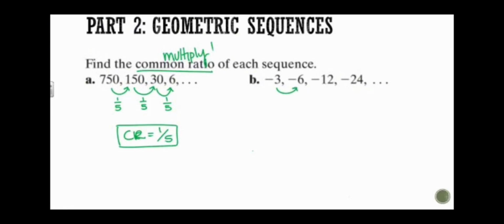Then this one, it grows, but it grows in negative land. So if I start with -3 to get to -6, all I gotta do is multiply by 2. And then -6 to -12, multiply by 2, same thing with this. So my common ratio is just 2.